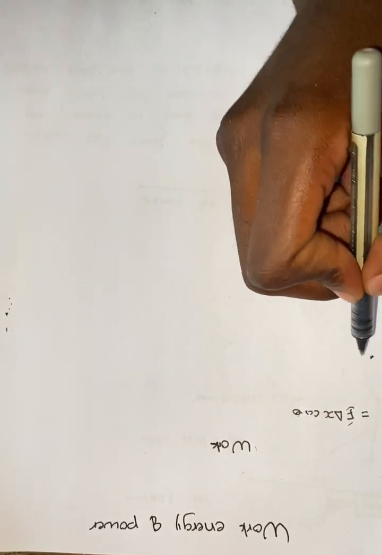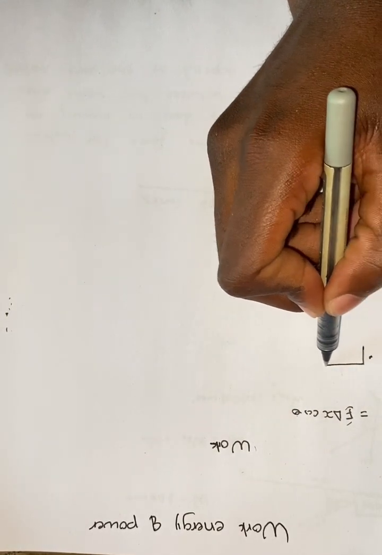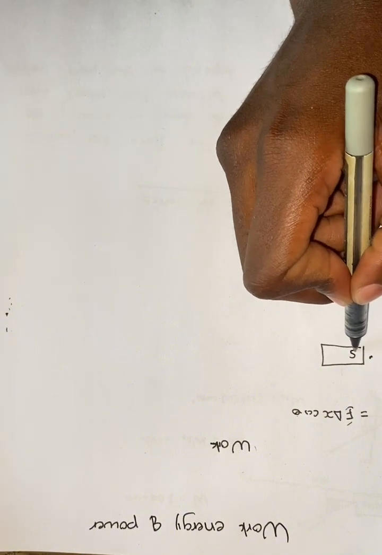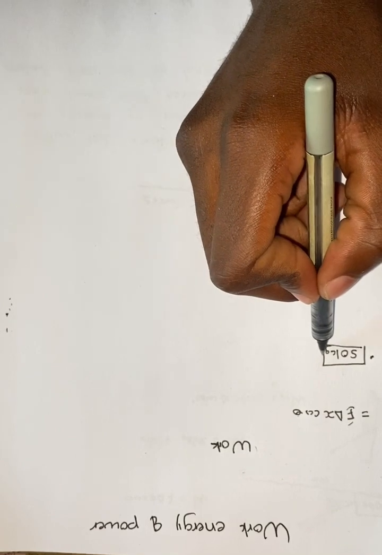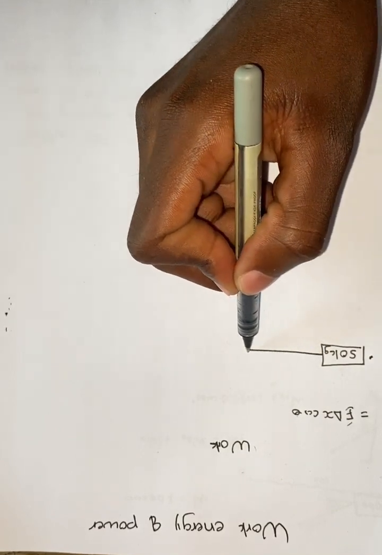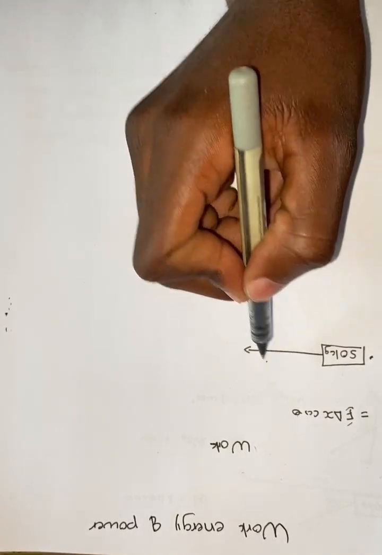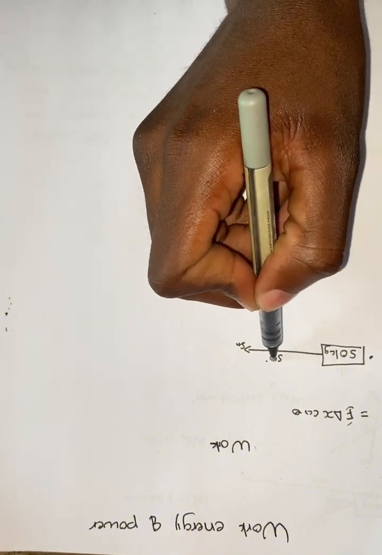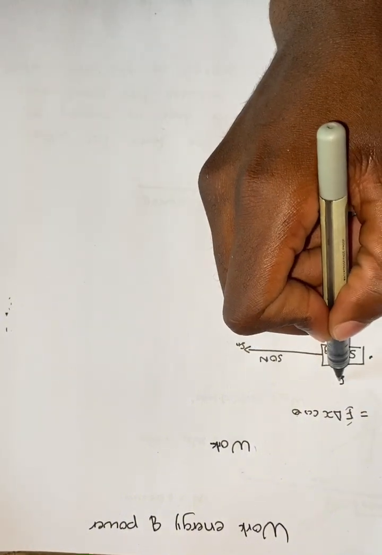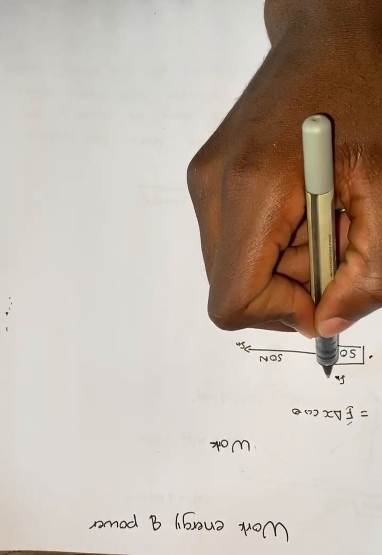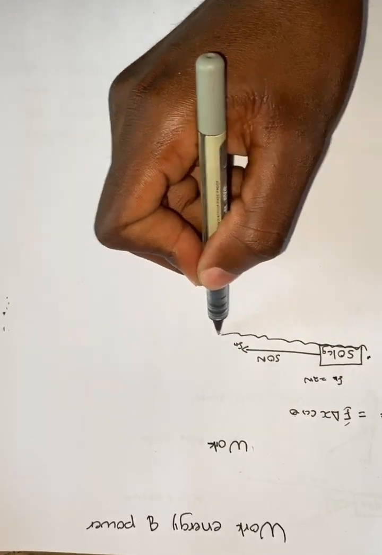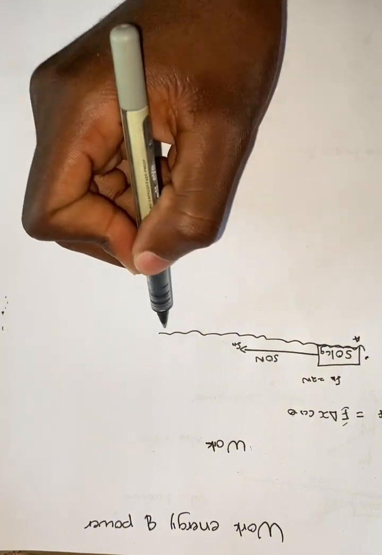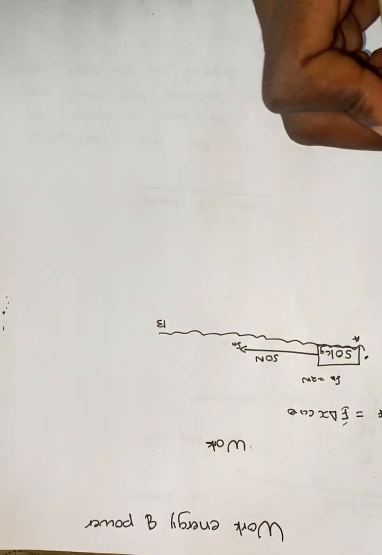Suppose you have a 50 kg block. It is pulled to the right by a force of 50 Newton, and it has a kinetic friction force of magnitude 2 Newton as it moves along a rough horizontal plane A, B.